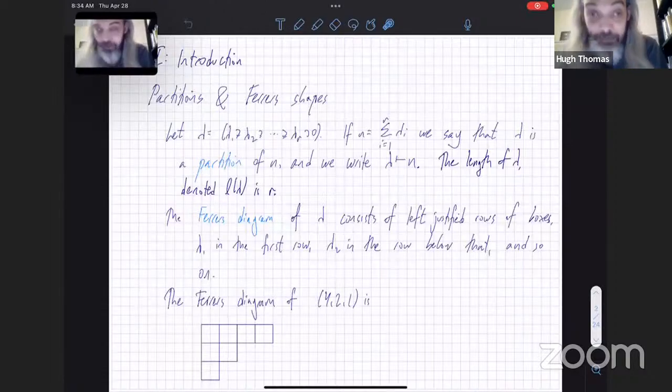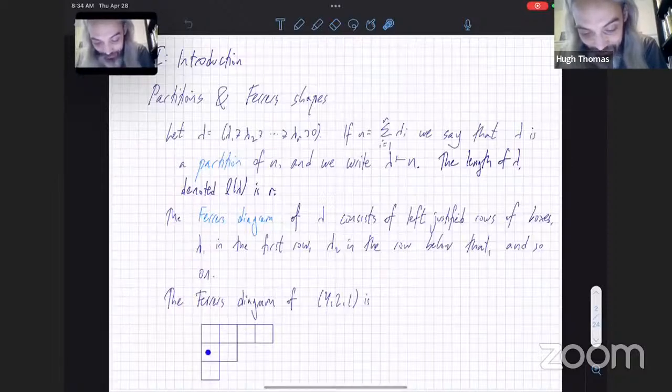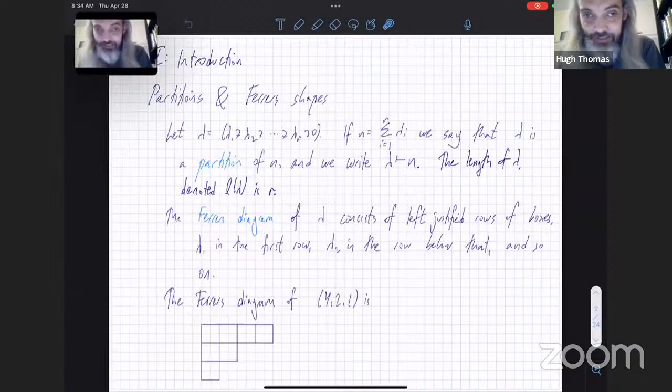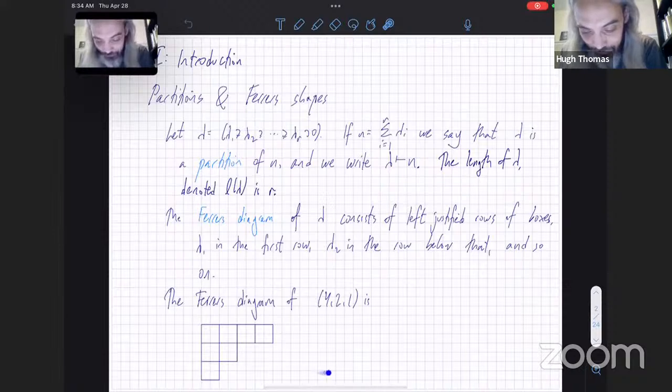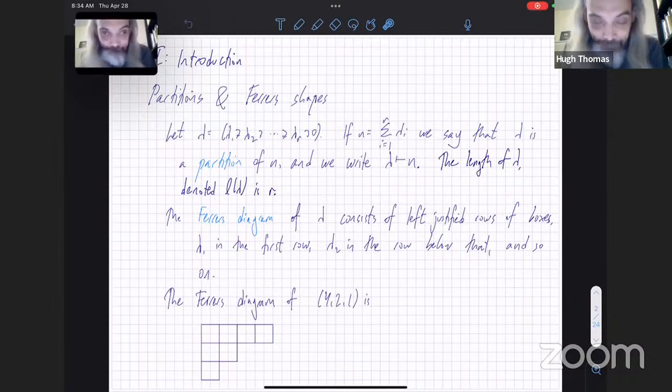Ferrers shape. Despite the fact that I'm at a Francophone university, I learned about these things to begin with at the University of Chicago, and so I use the Anglophone convention, which is that when you have a partition, you represent it as a diagram of boxes with the first entry giving you the first row, and then the second entry giving you the row below that, and so on. Whereas the Francophone convention would reverse that, and you would have the row of 4 boxes, and then above that the row of 2 boxes, and above that the row of 1 box. Anyway, so I use the English convention.